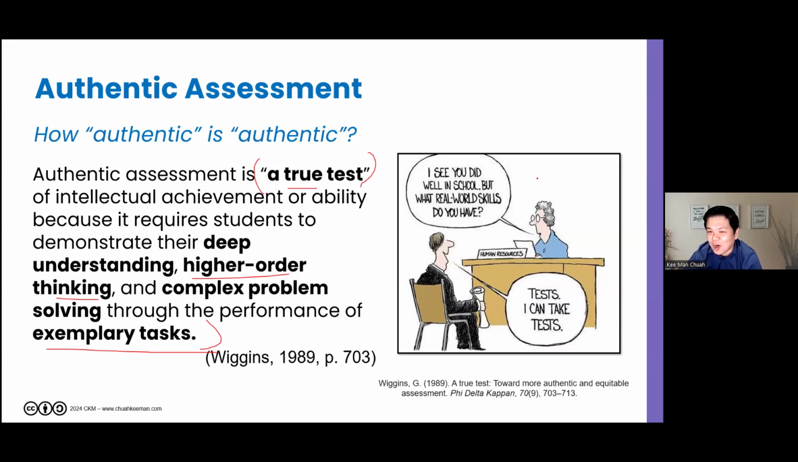I like this comment you can see here. I see you did well in school, but what real world skills do you have? Tests. I can take tests. All right. So you can argue all this. Some people need the test to be functional.